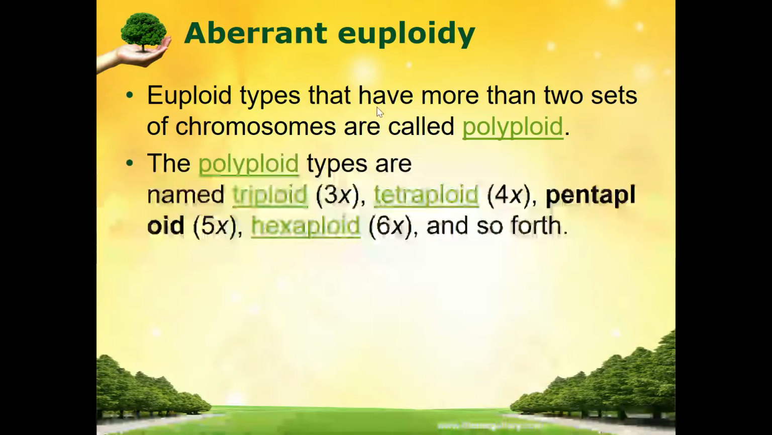Euploid types that have more than two sets of chromosomes are called polyploid. Polyploids arise naturally as spontaneous chromosomal mutations, and as such they must be considered aberrations because they differ from the previous norm. However, many species of plants and animals have clearly arisen through polyploidy. So, evidently, evolution can take advantage of polyploidy when it arises. The polyploid types are, for example, triploid, tetraploid, pentaploid, hexaploid, and so forth.